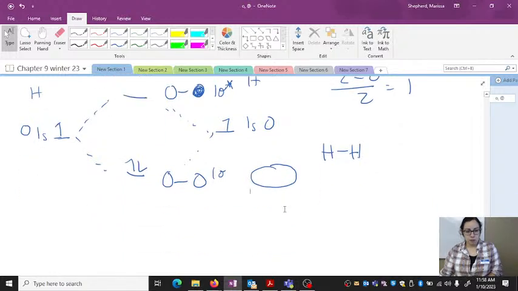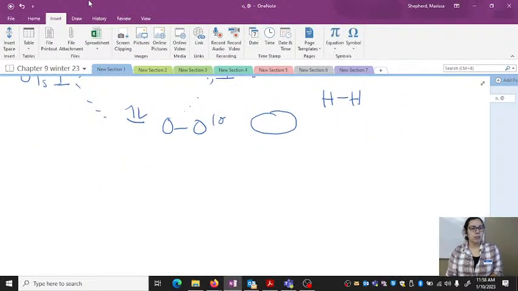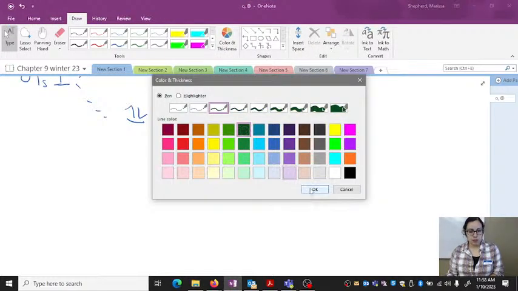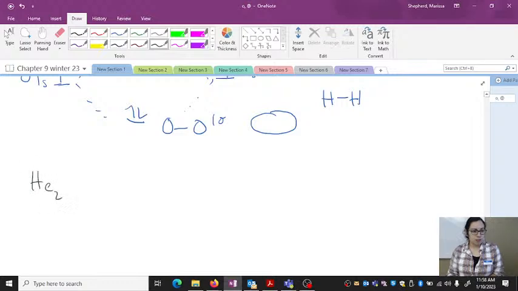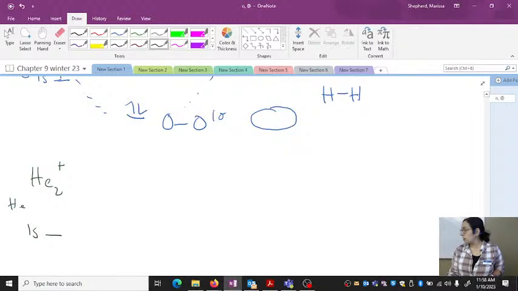Let's see, where were we? Oh yeah, we were at helium. And so we said, let's look at the helium diatomic plus. And so again, it's still in the first row. We only have our 1s really available. And so we'll put one helium and another helium.